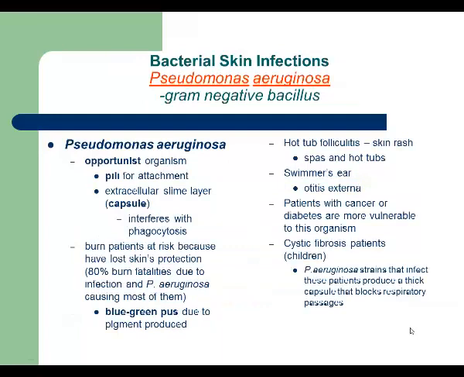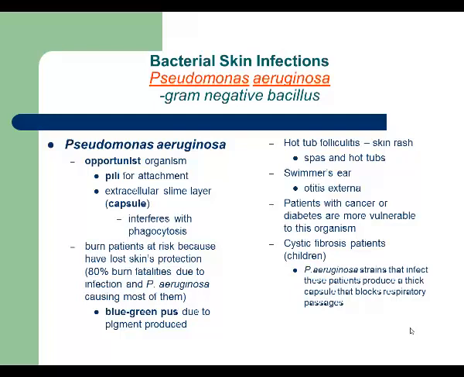Next bacterium is Pseudomonas aeruginosa, which is a gram-negative bacillus. It is an opportunist because it has minimal nutritional requirements. It can be found pretty much everywhere, in the soil, in the water, humans, GI tract, and basically it is an opportunist, and it means it infects people who are already sick or injured.